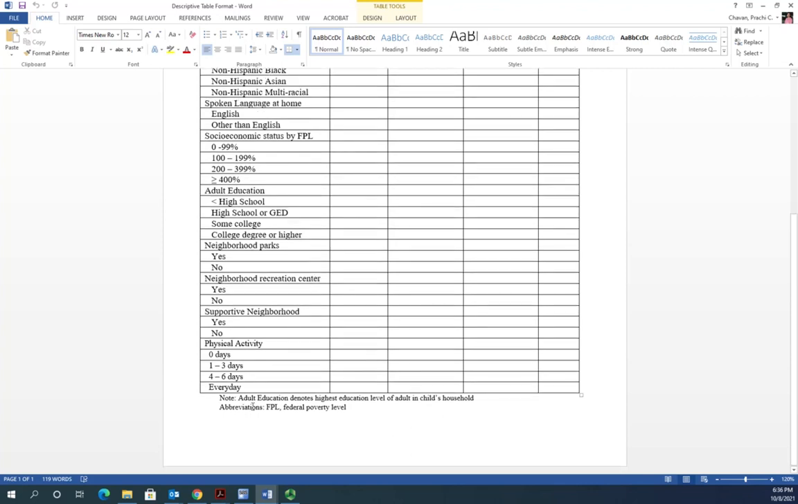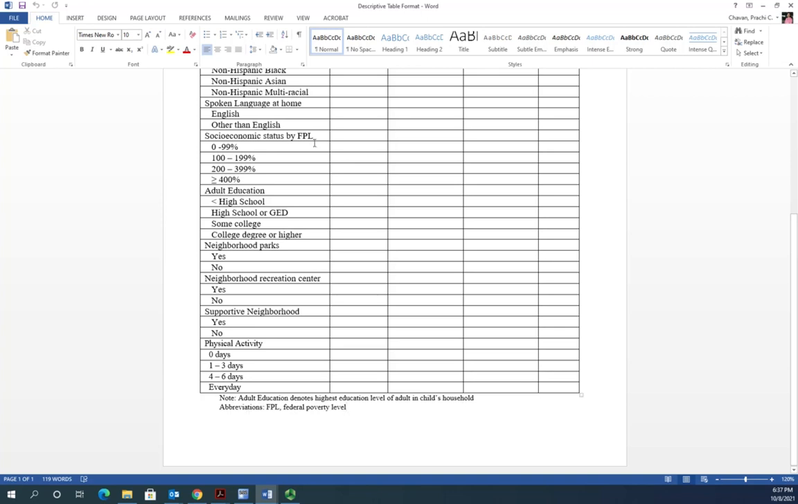Now at the bottom, you will see that I have included a few notes. Whatever we write at the bottom of the table that we are presenting are known as footnotes, okay? And these are very important because we want to tell the audience who is reading the paper if we have used any abbreviations, or for example, what adult education denotes. It denotes the highest level of education of an adult in a child's household. So it is important to make this very clear to the audience reading the paper.